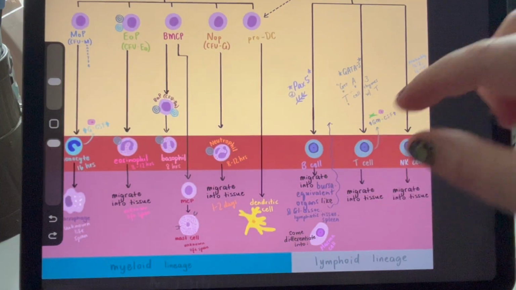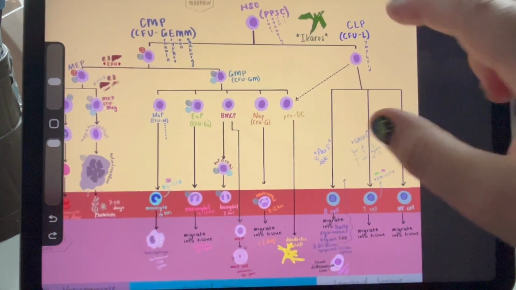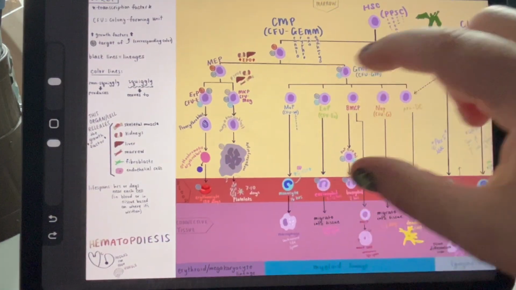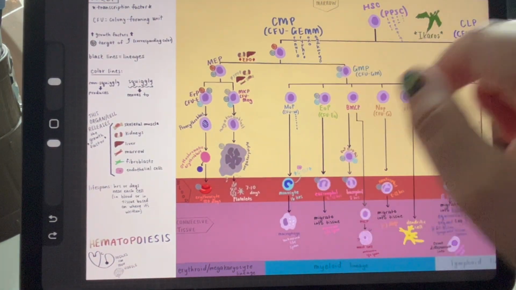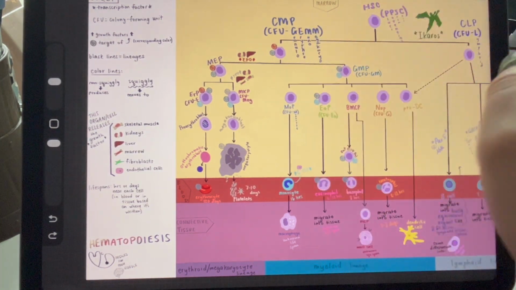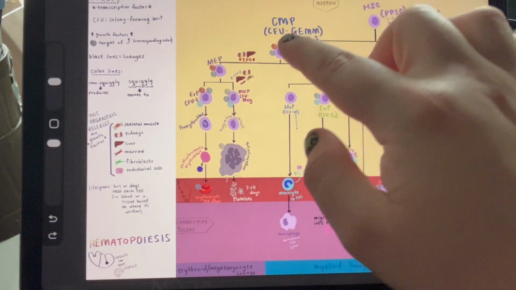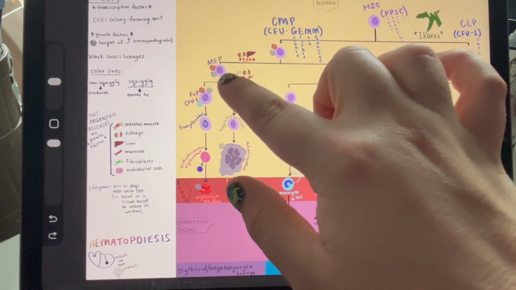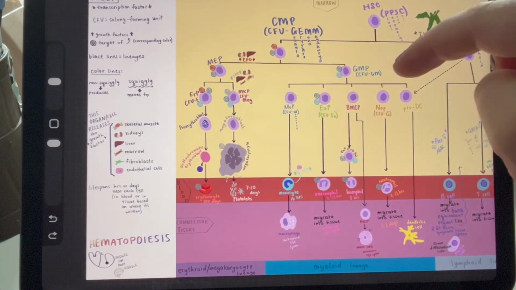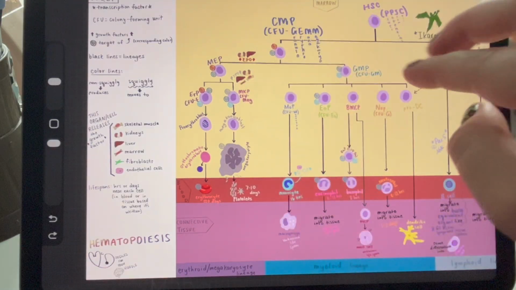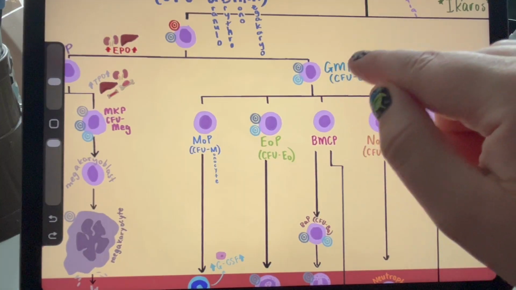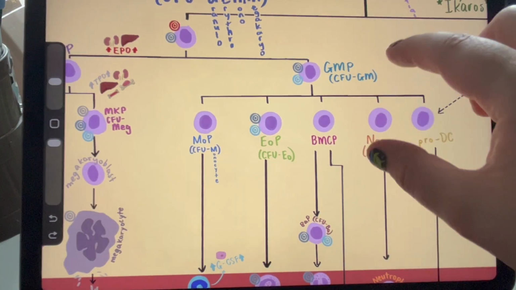So these are all going to migrate into the tissues, and this is the lymphoid lineage. They're all coming from the lymphoid progenitor. So that is the simpler part of it. And then the more diverse opportunity to differentiate into things is for the common myeloid progenitor. So this one is going to differentiate into either the megakaryocyte erythrocyte progenitor or the granulocyte monocyte progenitor. And the alternative name for that is CFU-GM, colony forming unit granulocyte monocyte, okay?